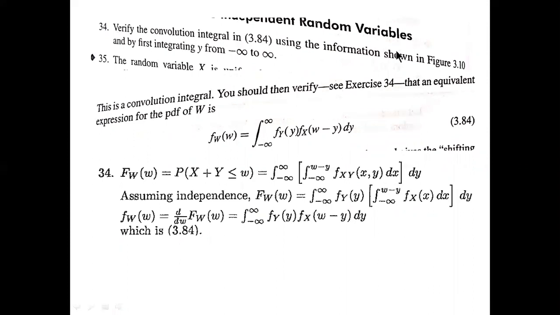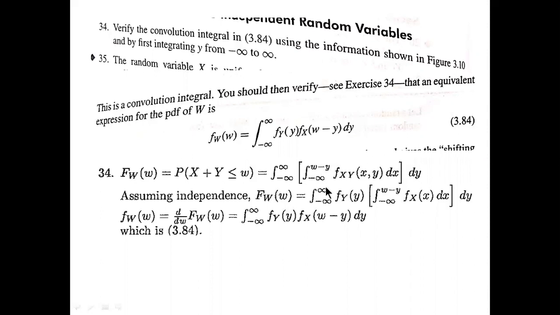Now let us take the next example, where we consider verifying the convolution integral in 3.84 using the information given in the figure in 3.10, by first integrating y from minus infinity to plus infinity. Now this is the convolution integral which is mentioned over here, right? So first we take the CDF of w. CDF of w is equal to P of x plus y less than or equal to w, where capital W is x plus y, and minus infinity to infinity.